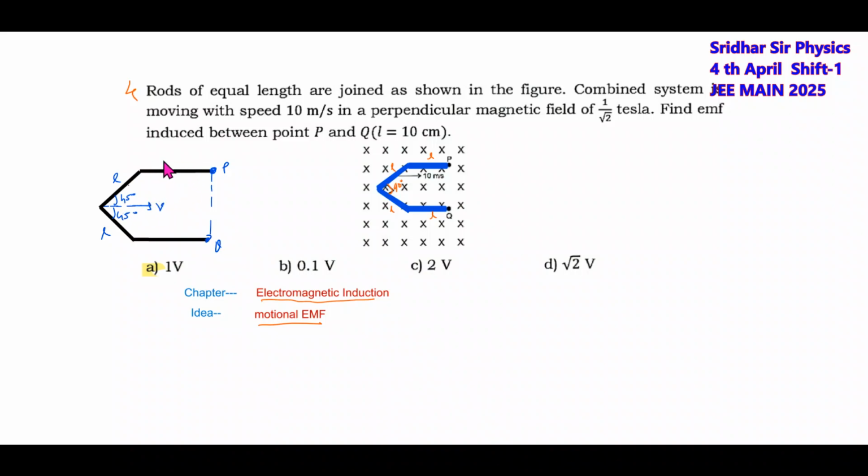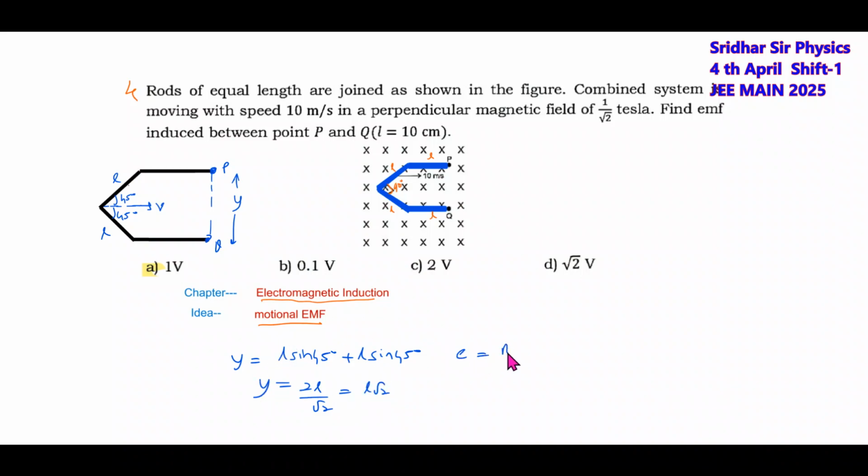No EMF is induced in this rod. Only the effective length will count, so we will calculate this length. Call it Y. So what should Y be equal to? L sine 45, which is 2L by root 2, or L root 2.